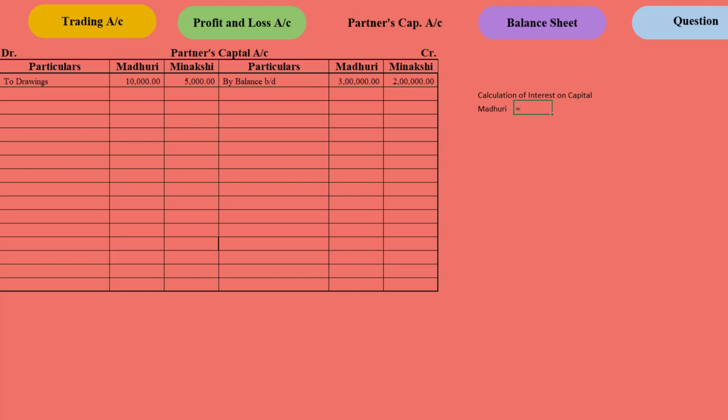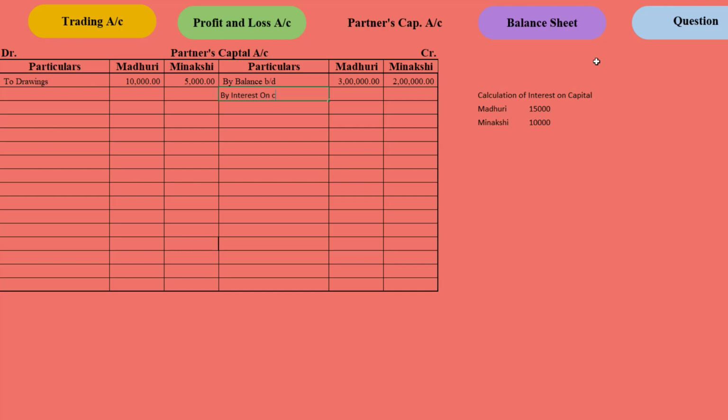How much is the amount? 3 lakhs into 5 upon 100, 15,000. Then Meenakshi, her capital is 2 lakh into 5 upon 100. This is 10,000. So 15,000 and 10,000. This is the interest on capital. It will be credited because interest on capital increases amount of capital, as well as this is income to the partner. That's why it will be credited.